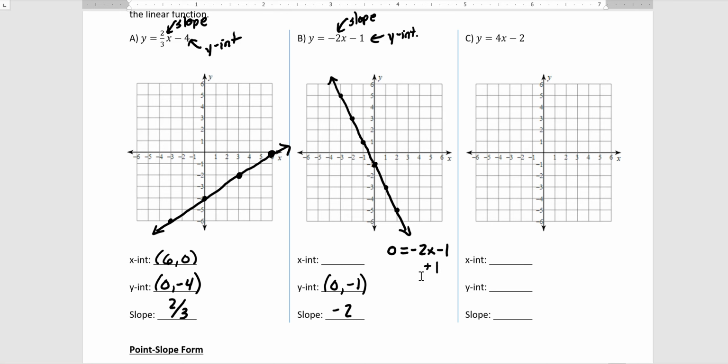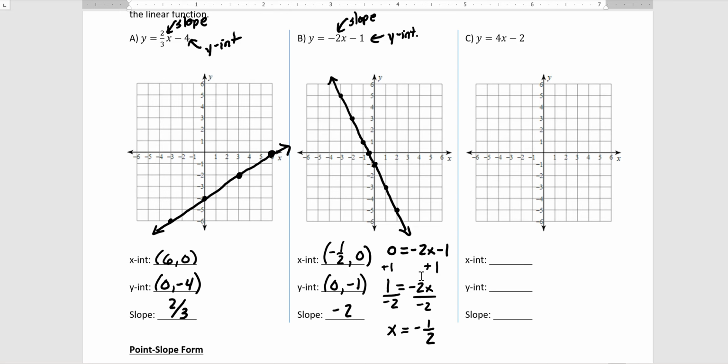So we add 1 to both sides. We'll get 1 equals -2x. Divide by -2, divide by -2. And we find here that x equals -1/2. I would write that as a coordinate pair of -1/2, 0. And if I look, yeah, that makes sense. -1/2 would be that point right about there. Fantastic.